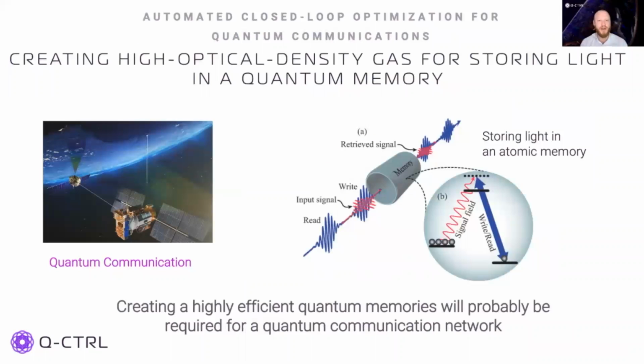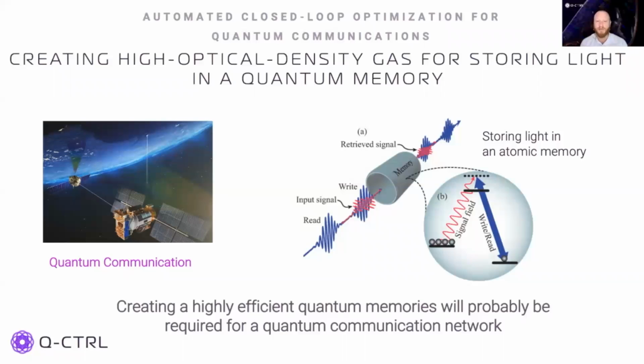The next example will show how automated optimization can improve the quality of components in a quantum communication network. Quantum communication promises to deliver a new type of information security that exploits the fundamental laws of quantum mechanics. A quantum network allows users to know if their communication line has been compromised by an attack. In order to build a quantum network at scale, it's likely we will need quantum repeaters that are able to boost the signal along these quantum networks.